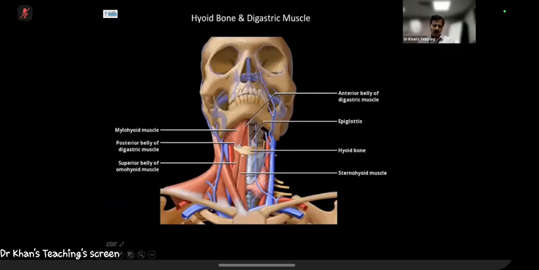Now, one of the muscles here is the digastric muscle. There is a concept of the posterior belly of the digastric, and then there is the anterior belly of the digastric.